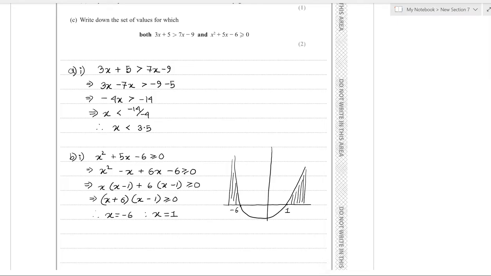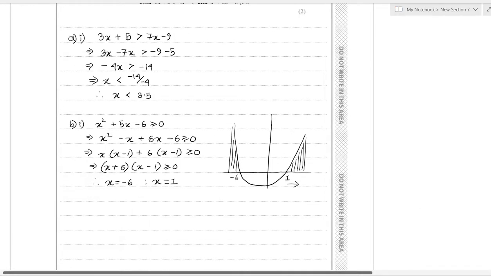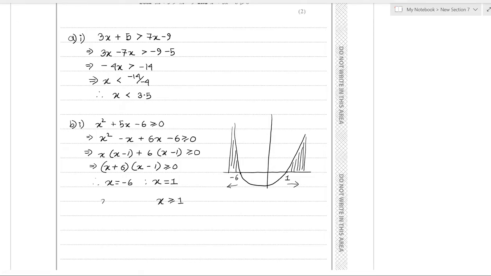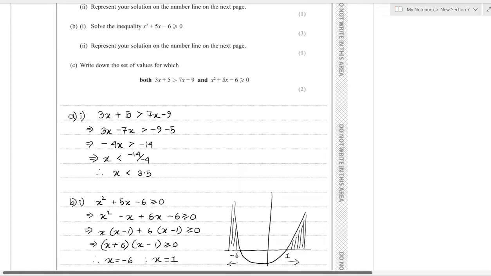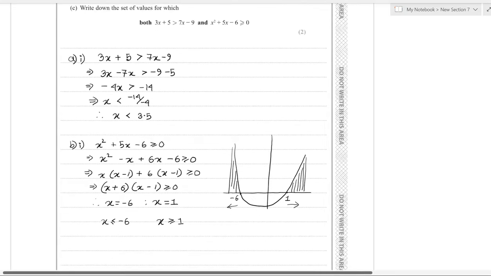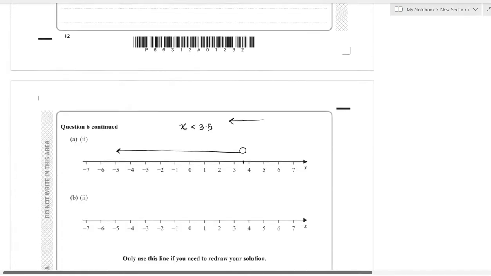Outward region means that the value for x must be greater than or equal to 1, and the value for x must be less than or equal to -6. So the range of values of x for part B1 should be x is greater than or equal to 1 and x is less than or equal to -6. And now you need to represent this solution onto the number line on the next page.